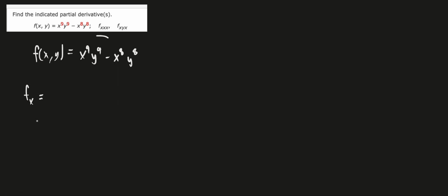That's the first partial derivative with respect to x of f of x y, which is just going to be 9x to the 8th y to the 9th minus 8x to the 7th y to the 8th. Here it's not useful to find f sub y, because we're not going to do that first for any of these. We're doing f sub x, and then x again, so we can just go ahead and do f sub x. However, if you switch up this order, you should get the same answer.